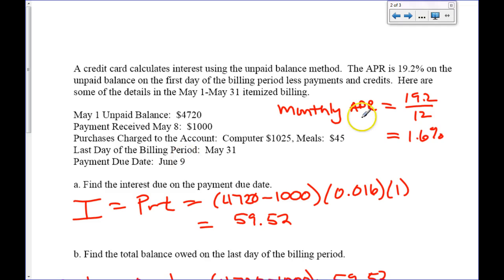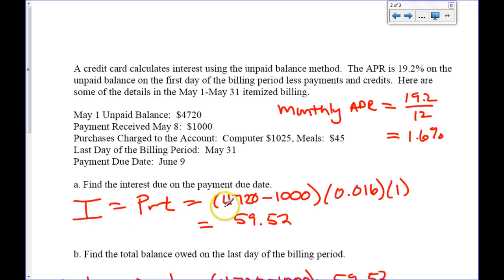One of the things you need to know is what is your daily APR. I'm sorry, we need to find our monthly. This is our yearly APR, 19.2. We need to find our monthly. So if we take 19.2 divided by 12, this is our monthly APR here. We need that value to find our interest. So that's the first step on this.